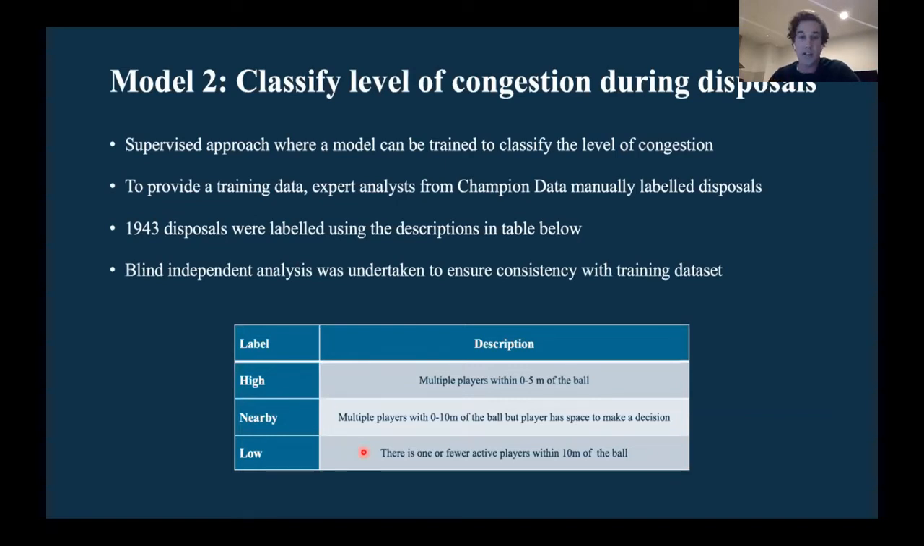To ensure that the training data set was valid and reliable, we undertook a blind independent analysis. So we got another analyst to tag the disposals independently and compare them with the previously analyzed disposals just to make sure that it was consistent.